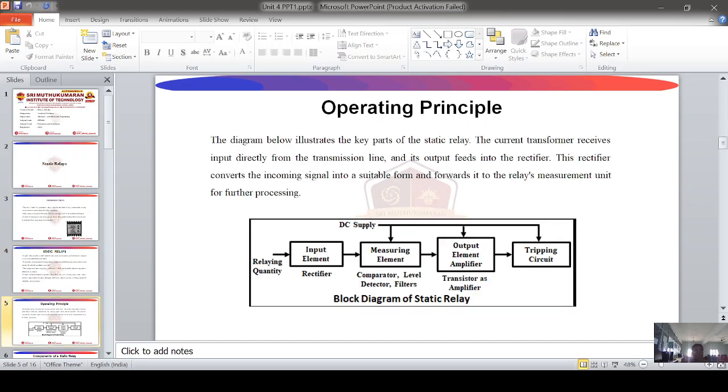Operating principle. Static relays use solid-state devices like transistors and diodes. They measure electrical quantities and compare them with preset values. When the threshold is exceeded, a trip signal is generated. This signal activates the circuit breaker.